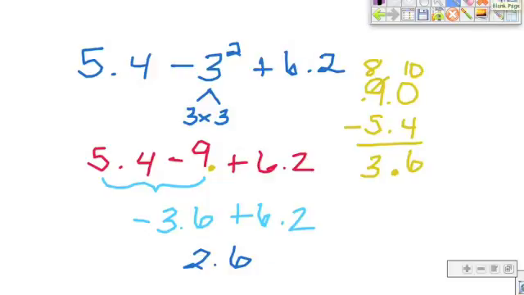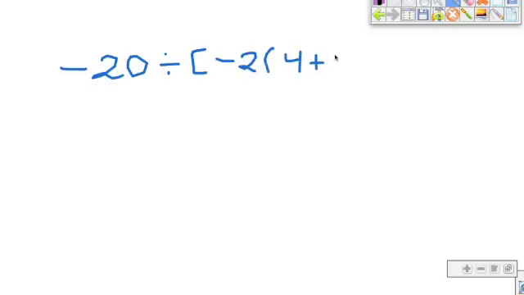Okay, here we go. Let's try one with those brackets. So something you can see with the brackets. We have negative 20 divided by bracket, negative 2, parenthesis, 4 plus 1, parenthesis, bracket. So this is what I mean by working yourself inside out. You do the inside of the brackets first, which is a set of parentheses. We're going to definitely do that first.